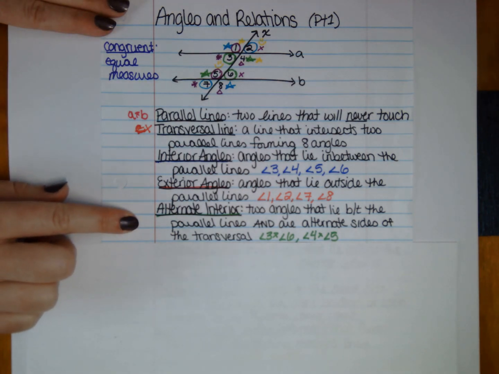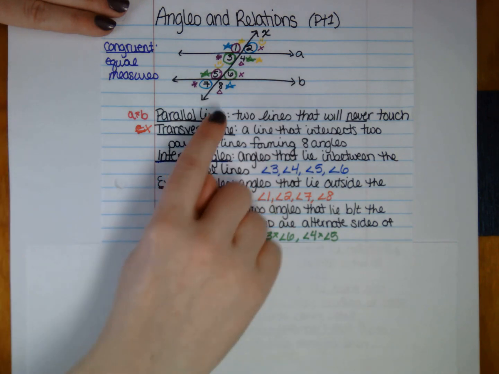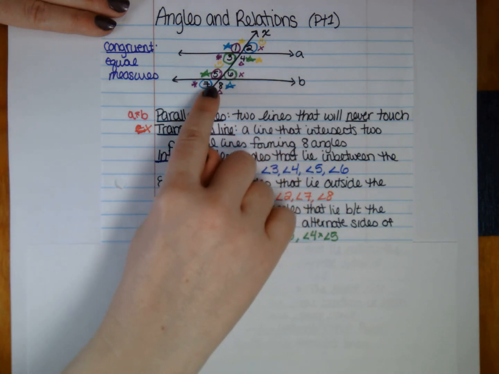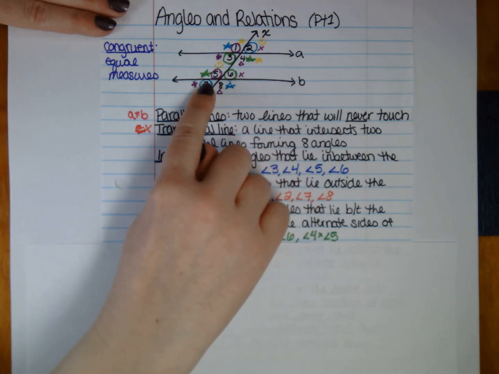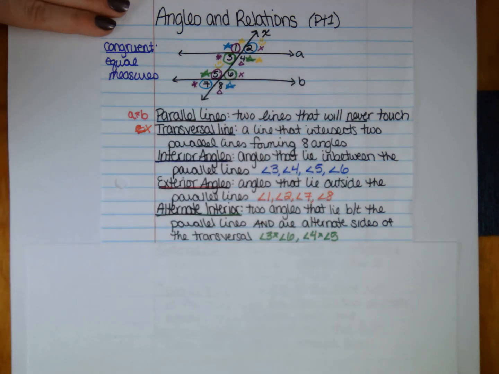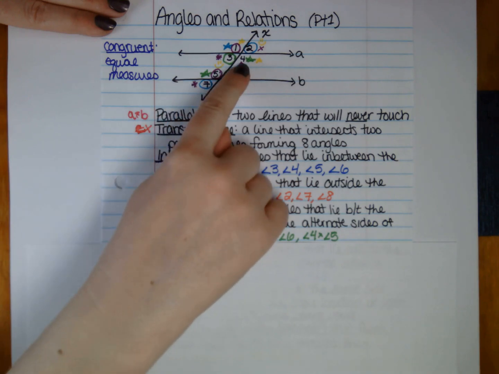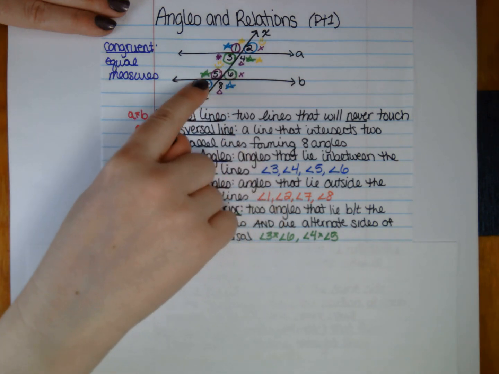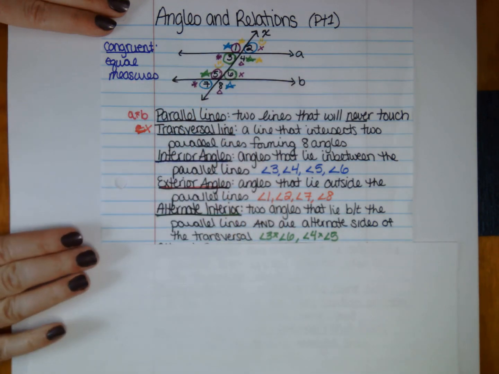Our second set of alternate interior angles would then be 4 and 5. Again, they're both inside our parallel lines and alternate to the transversal. This one is top right, and this one would be bottom left.